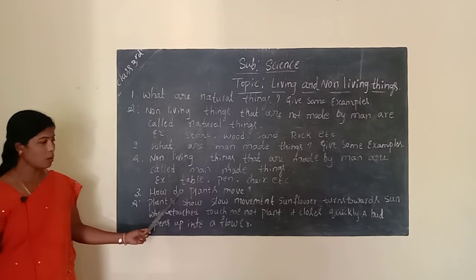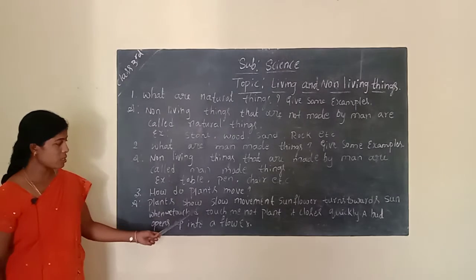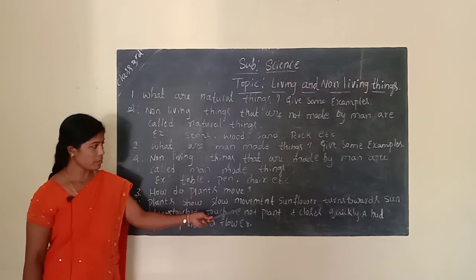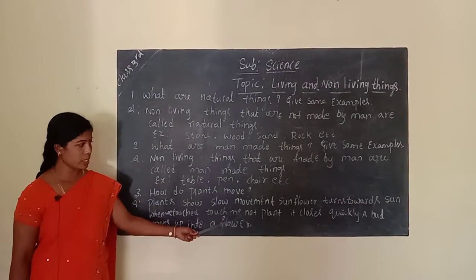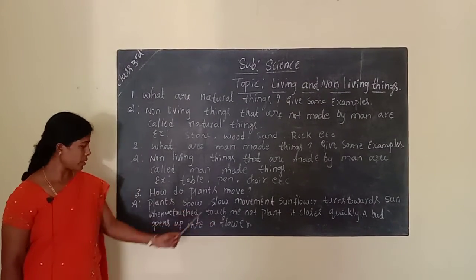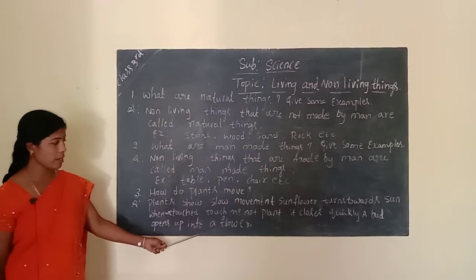Third question, how do plants move? Plants show slow movement. Sunflower turns towards the sun. When we touch the touch-me-not plant, it closes quickly and a bud opens up into a flower.